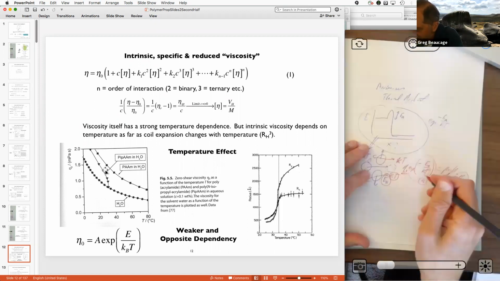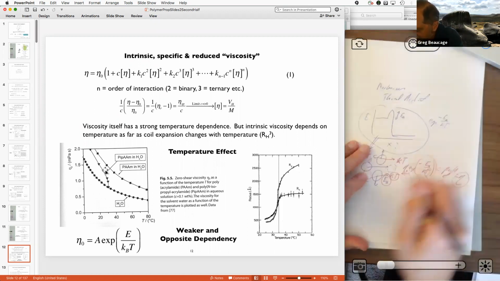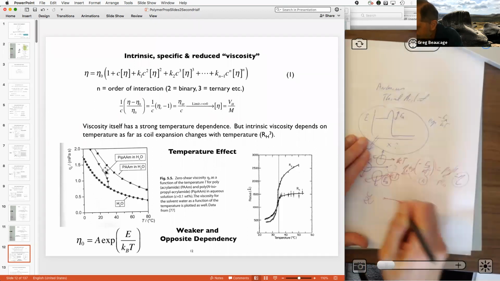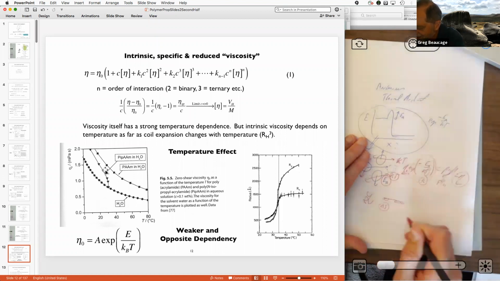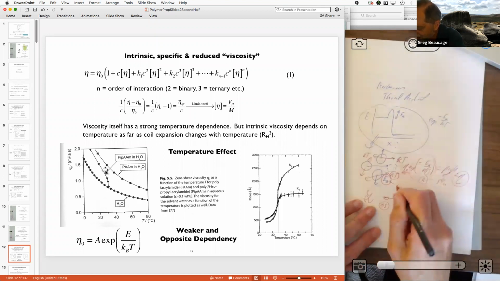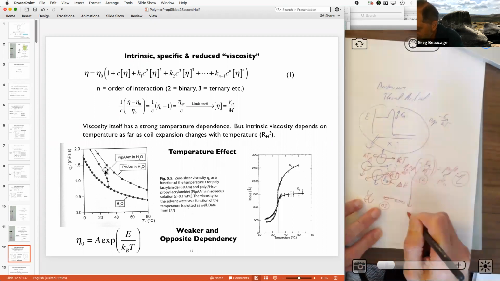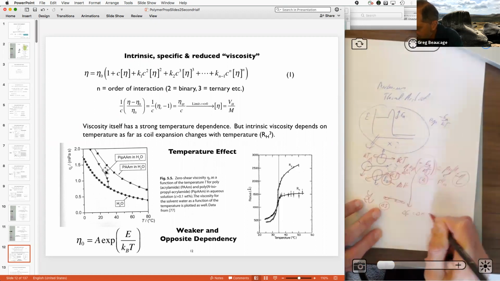For polymers, when you flow, you start with this and you maybe go to this. So you straighten it out, so there's a change in entropy too. This energy initially is just a delta H, but you could think of it as a free energy. It's going to have delta H minus T delta S.